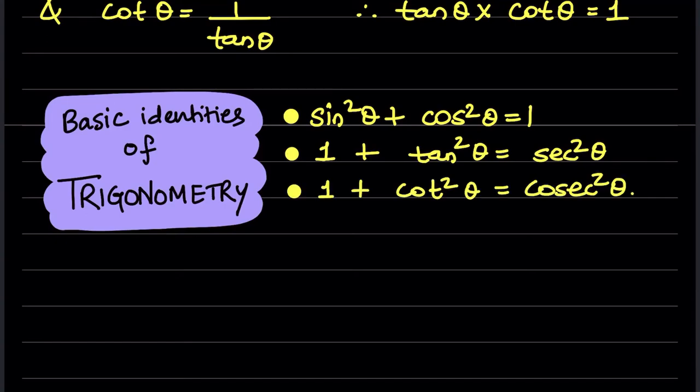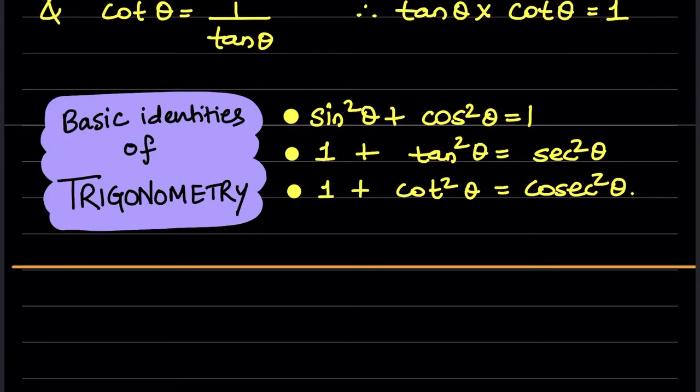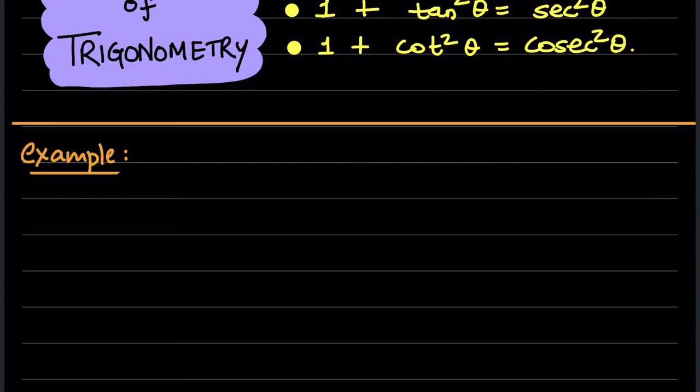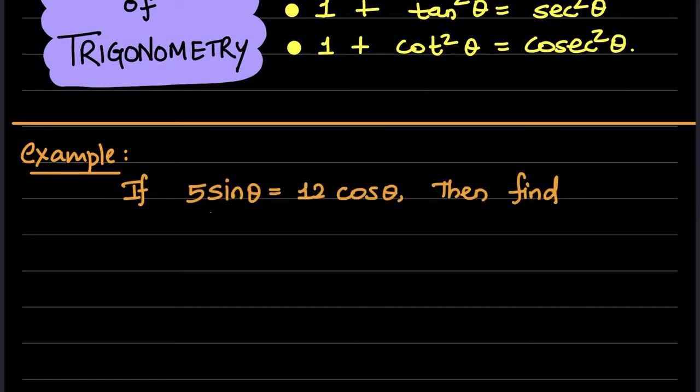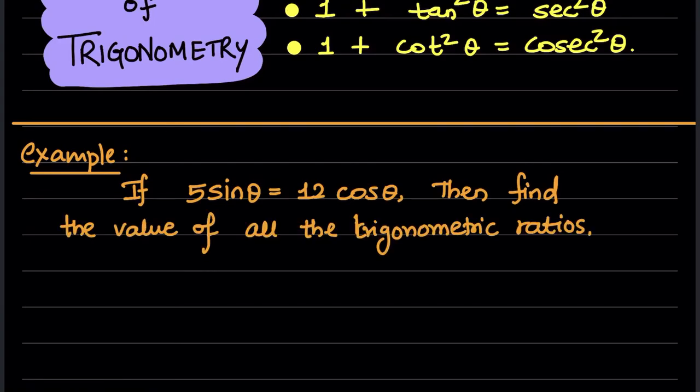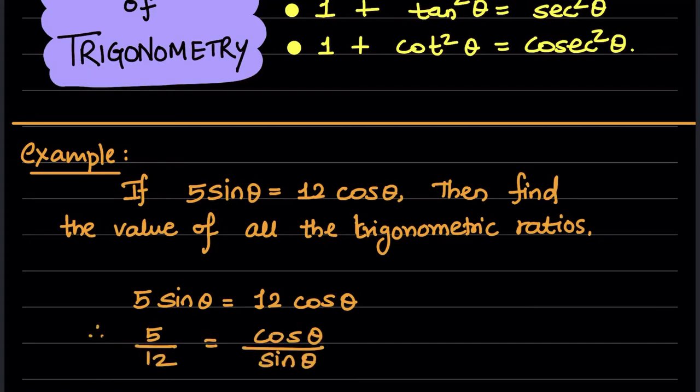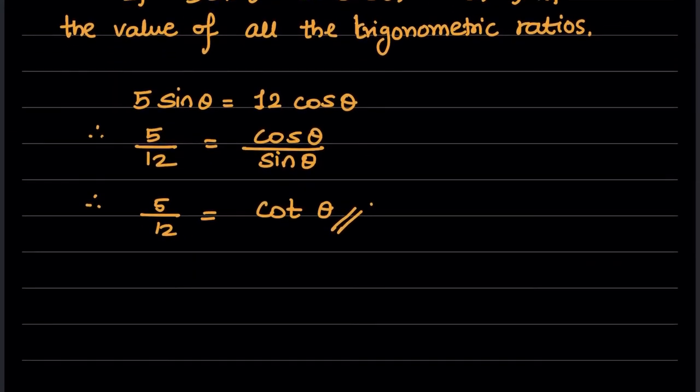And third, 1 plus cot square theta is cosec square theta. So, now one example based on these identities. If 5 sin theta equals 12 cos theta, then find the value of all the trigonometric ratios. So 5 sin theta is 12 cos theta. So 5 upon 12 is cos theta upon sin theta. Then as cos theta upon sin theta is cot theta, we get the value of cot theta as 5 upon 12. As cot theta is the reciprocal of tan theta, we get the value of tan theta as 12 by 5.